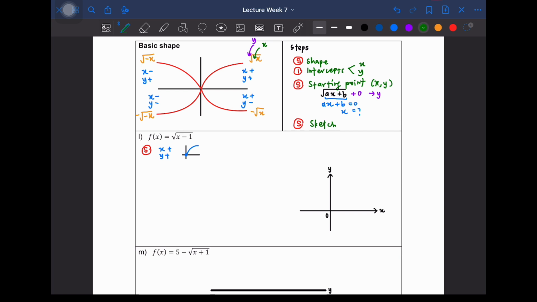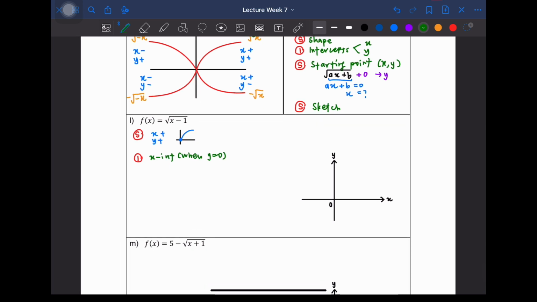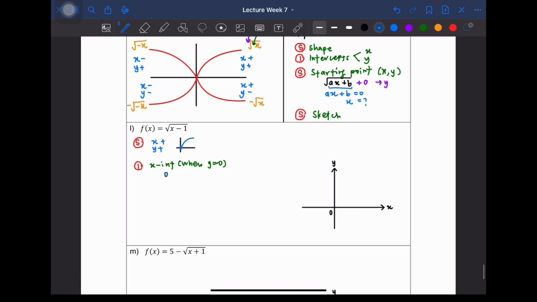Okay, and then next step adalah intercept. So for x-intercept is when y is equal to 0. Okay, so y equal to 0 means that kita akan dapat kosong sama dengan square root of x minus 1. Okay, so kita ada square root dekat situ. So macam mana nak hilangkan square root? Kita square both sides. Letak square dekat dua-dua belah. So belah kiri akan jadi kosong, belah kanan akan jadi x minus 1. So teruslah dapat x is equal to 1.